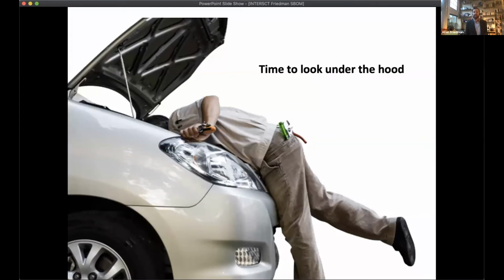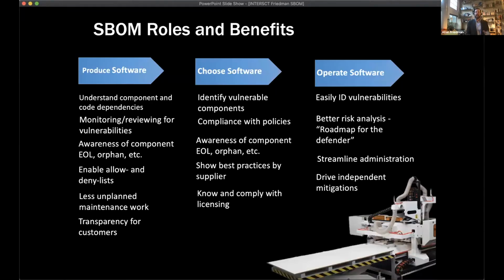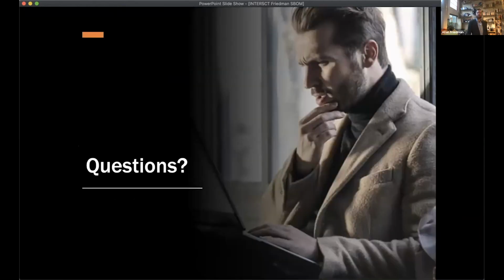Once we have that, I argue that the next evolution in security is it's time to look under the hood and say, not only what are the assets I have, but what are their components? And to that, we have SBOM. I'm going to talk a lot about the roles and benefits, but really, again, there are three mentalities to think about. There are people who produce software, there are people who make the decision about how to buy the software, and the people who are operating the software. And of course, that applies for the devices as well. So I'm going to pause here.